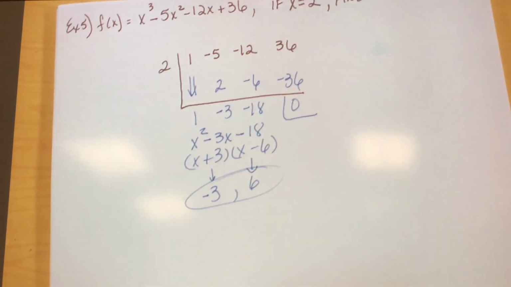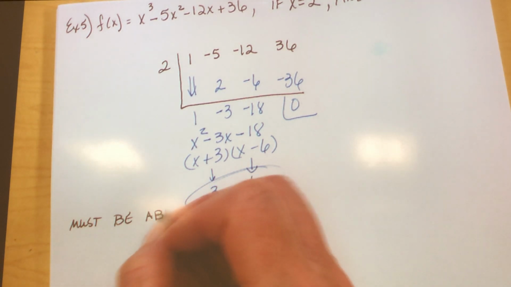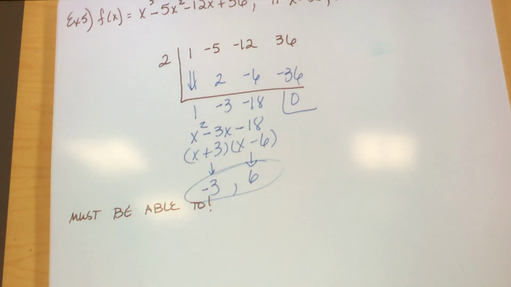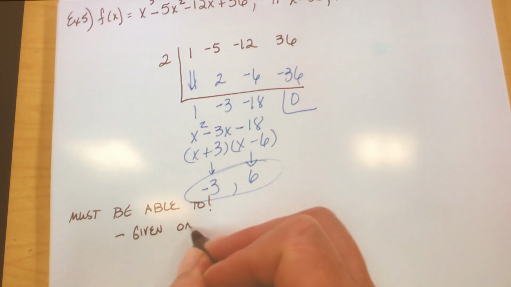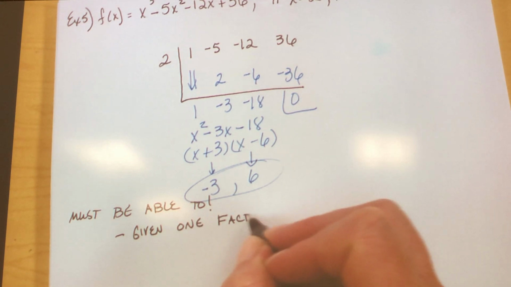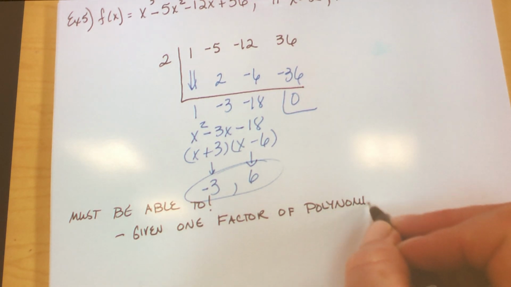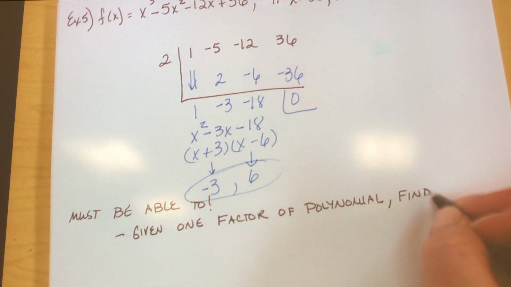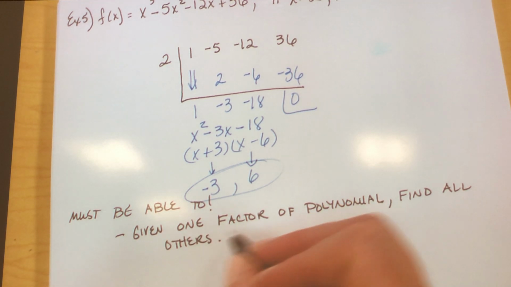Okay, so right now, you must be able to do these 3 things. You must be able to, given one factor of a polynomial, find all others. Have we done that? Yes. That was example 4, wasn't it?